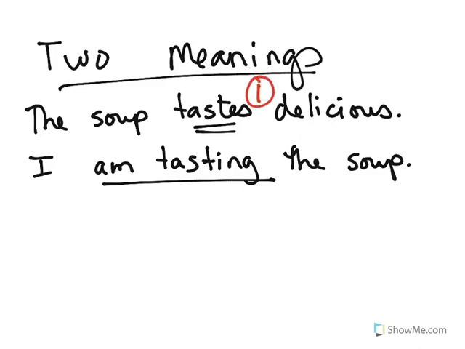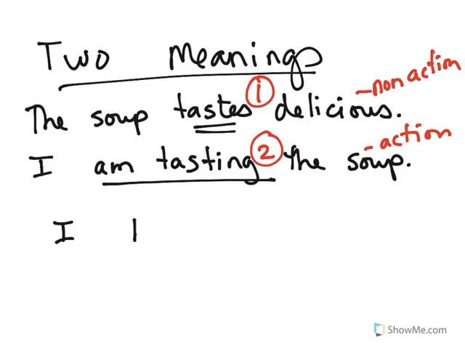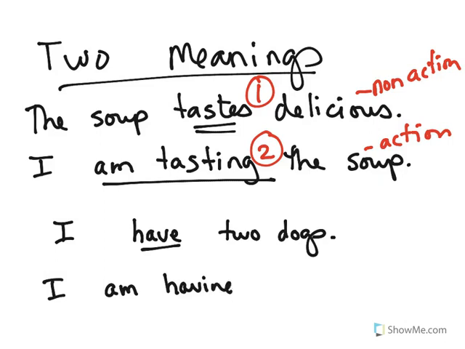So this is one meaning. And then this is a second meaning. This one is non-action. And then this one is action. Just to give you one more example of this, I can do this also with other verbs. I'll give you one with the verb have. Okay, so for example, I can say I have two dogs. Okay, in this case, have is non-action. It's a possession. Non-action. Or I can say, I am having fun. I am having fun.